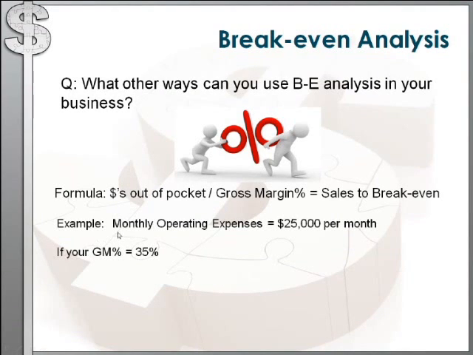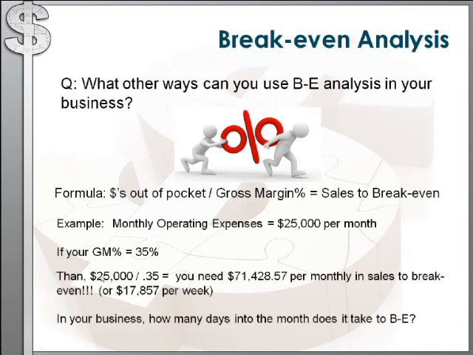So in this example, we're going to find out the break-even sales level on a monthly basis. Your monthly operating expenses run $25,000 per month, and your blended margin is 35%. If you divide $25,000 by 0.35, you need sales of $71,428.57 per month to break even. If you break that down and divide by 4 weeks in a month, you need $17,857 per week in sales in order to break even.